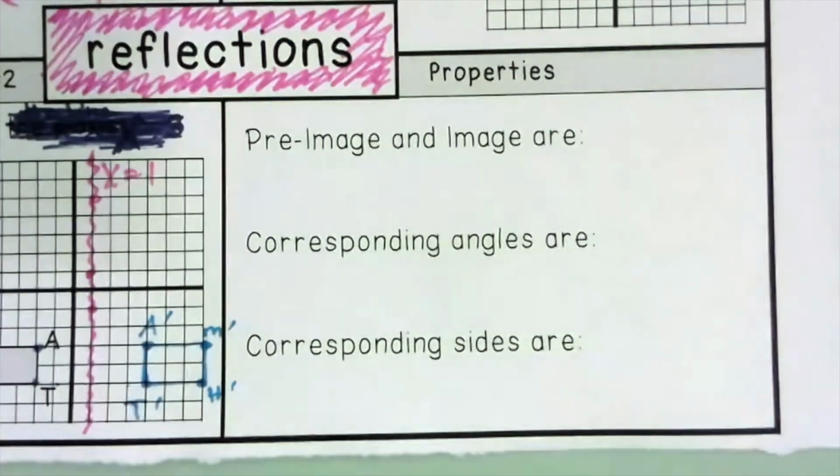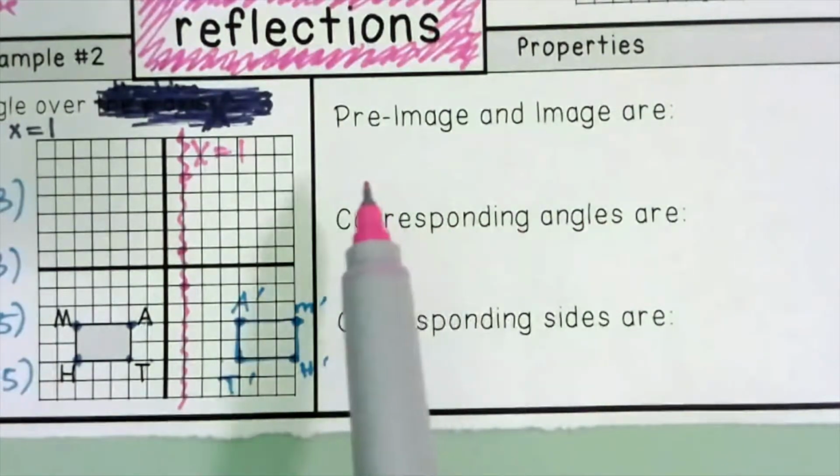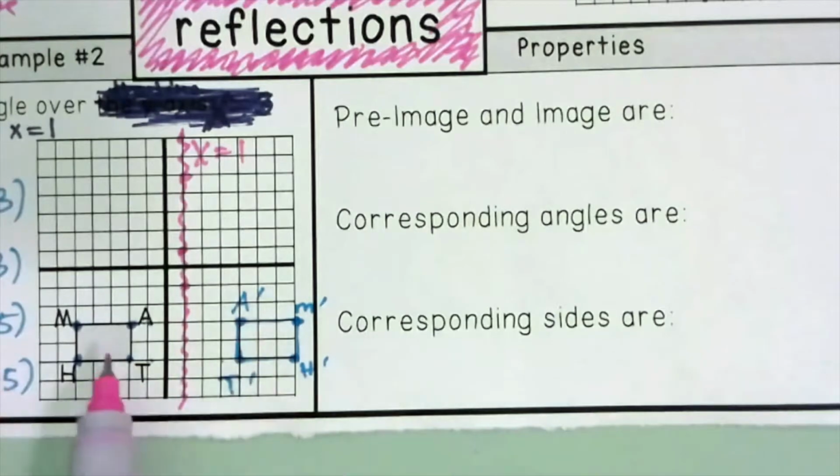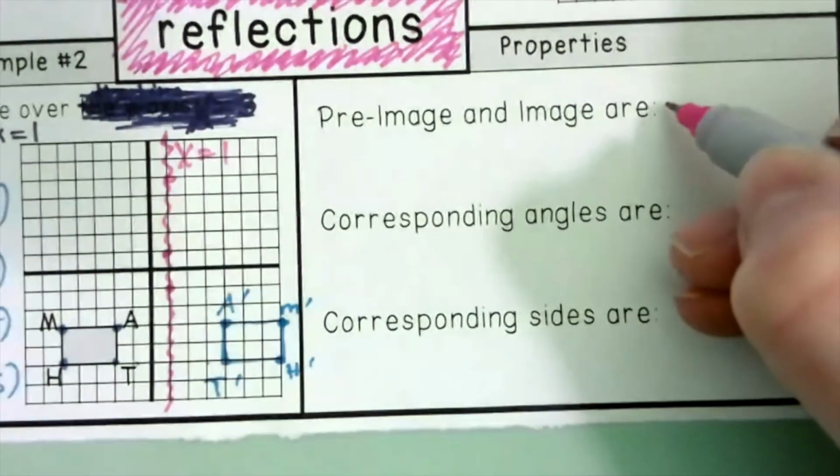So now if we look again at our shapes, let me move this over a little bit. Pre-image and image, are they congruent? Are they similar? If we look, do you see how my pre-image and my image are actually the exact same shape? So that means they are congruent.